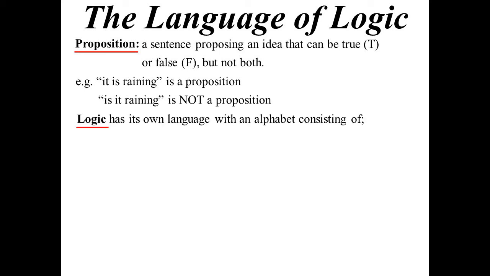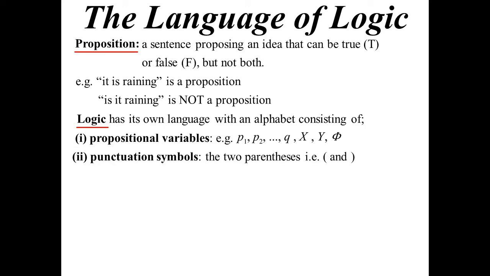So logic has its own language that we use when we set out our logic. It consists of propositional variables, and they tend to be just pronumerals. Often you'll see things like P1 for proposition 1, P2 for proposition 2, or they might just be letters, X, Y, Greek letters, it doesn't matter. Then there are punctuation symbols. Just like our regular language, it has punctuation symbols, but usually they're the parentheses. Open parentheses, close parentheses.